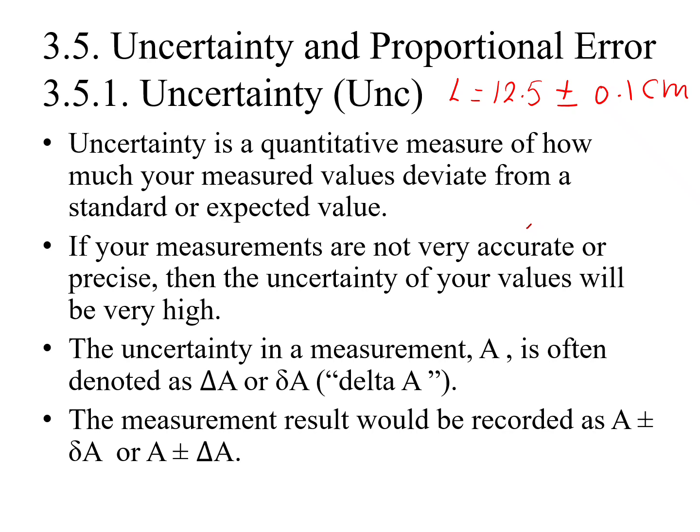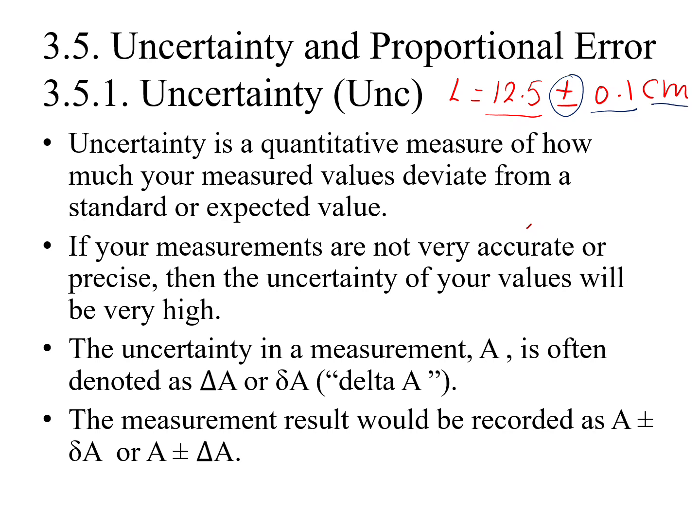The uncertainty is not a mistake. It is part of honest scientific reporting. A measurement without uncertainty may look more precise than it really is. So when we write down a measurement, you first write down the measured value, then the plus minus sign, then the uncertainty, and then the units.